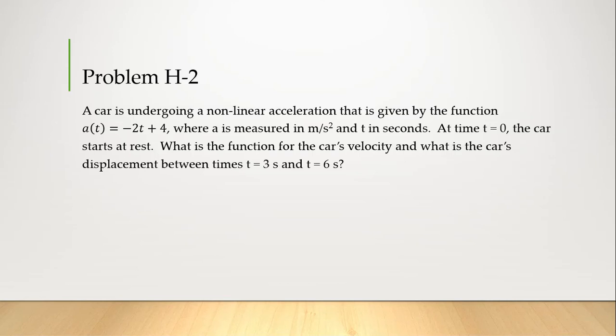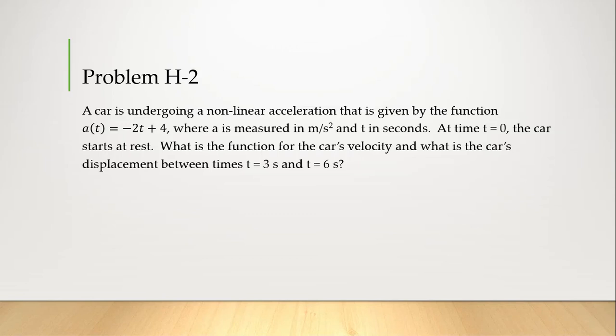That's an important piece of information because that's an initial value. Basically, it says when you're finding v, if you plug 0 in for t, you should get 0 for v. It's really a way of telling you what that constant of integration c is. And it wants to know what is the function for the car's velocity, and what is the car's displacement between the times t equals 3 seconds and t equals 6 seconds.